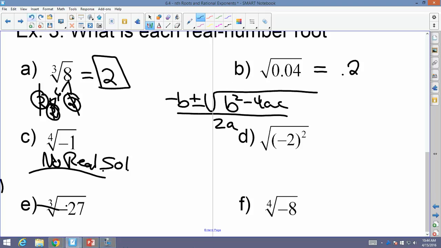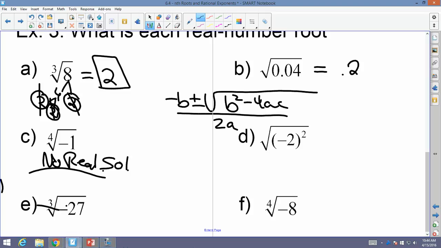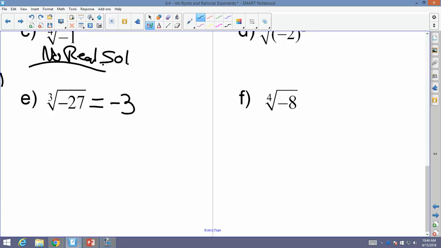Great job. Now, what if it was like this? Square root of b squared minus 4ac, all of it squared. Then you could cancel that out. But you cannot cancel out an individual piece of a polynomial that happens to be a square just because it's in a square root. Okay? How about E? What would E be, gentlemen? Yeah, that's going to be -3, and there's no worries there because it's an odd root. How about F? Yeah, you can't really do that.